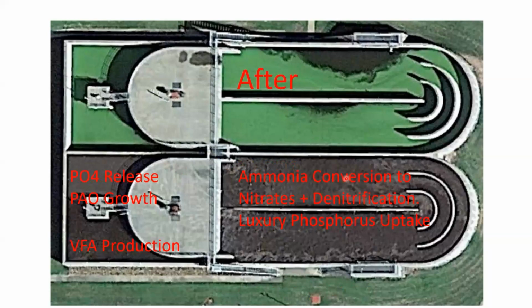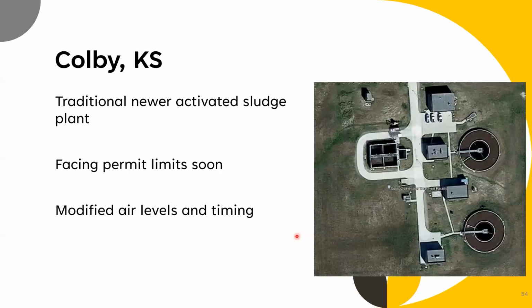So their environments, afterwards, they have anaerobic zone here on the left, where you see PO4 release, PAO growth, and VFA production. And then you have ammonia conversion and denitrification here on the right, with luxury phosphorus uptake on the right as well. Another highlight here is the city of Colby.